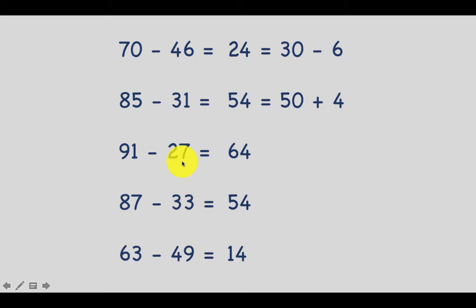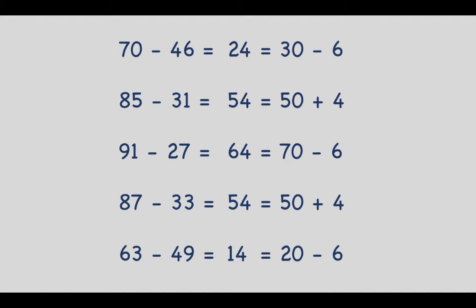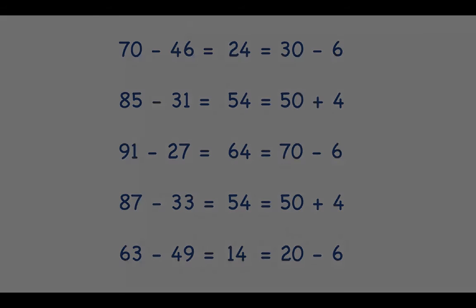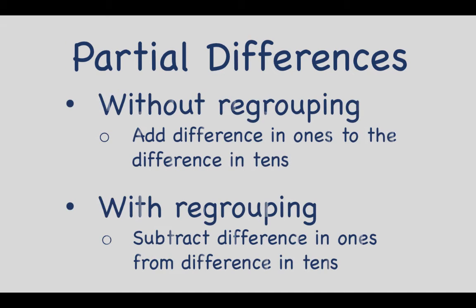When we are subtracting 27 from 91, we know that regrouping will be required. So we can use partial differences. 90 minus 20 equals 70, but we must subtract the difference in ones, which is 6, to obtain a difference of 64. We have seen that a deep understanding of the crucial role of 10 in regrouping allows us to use partial differences to solve any two-digit subtraction problem. When we use the partial differences strategy without regrouping, we add the difference in ones to the difference in tens.